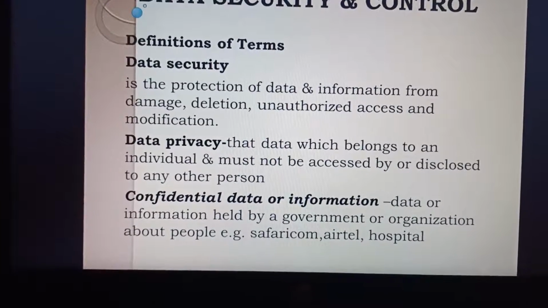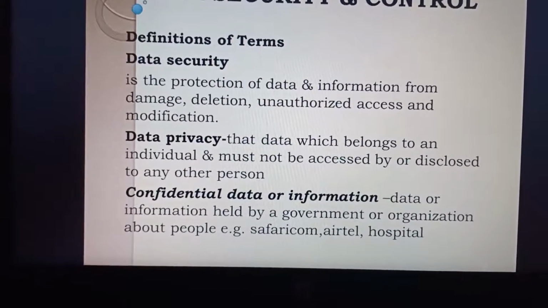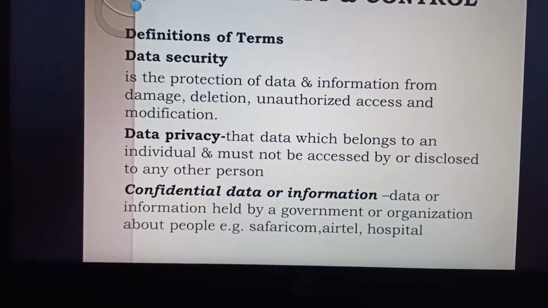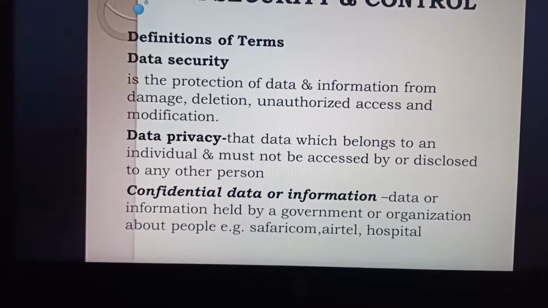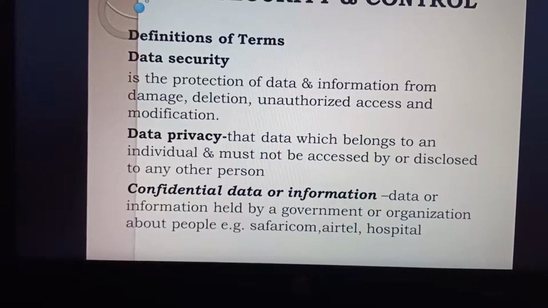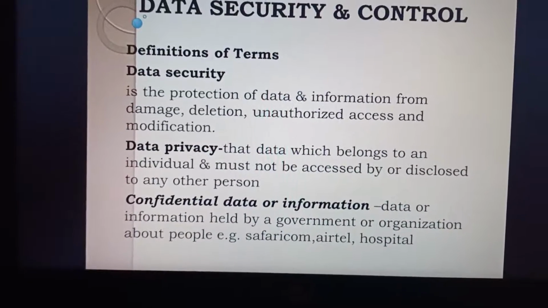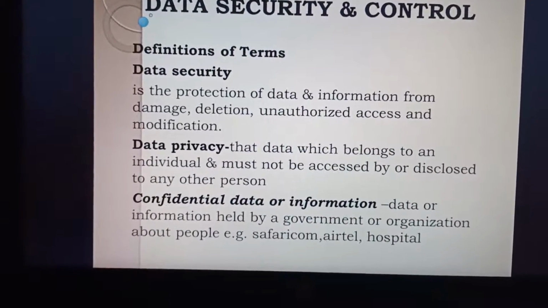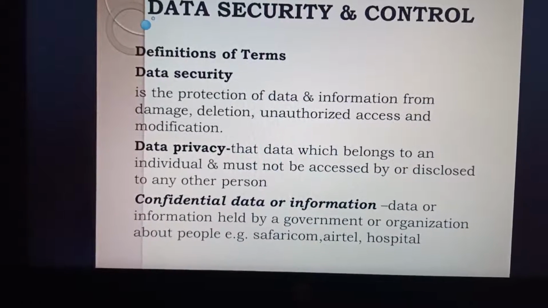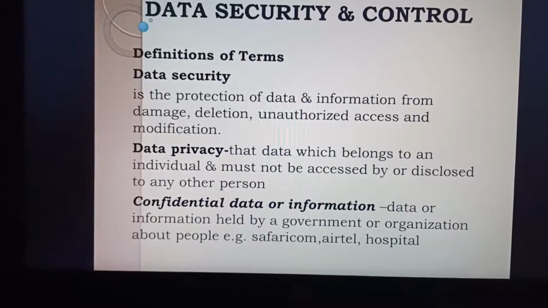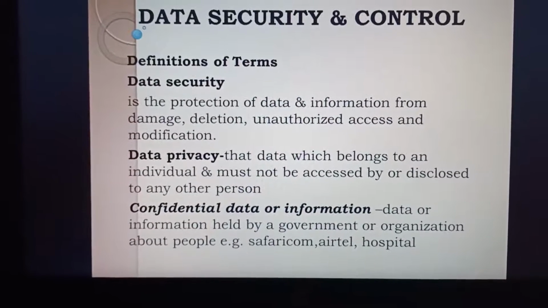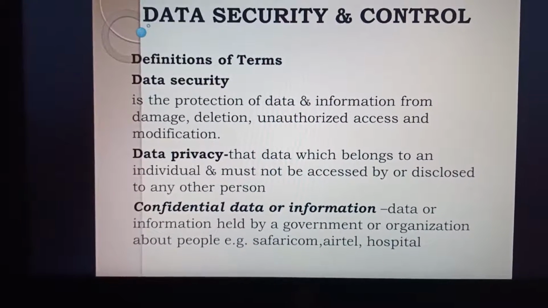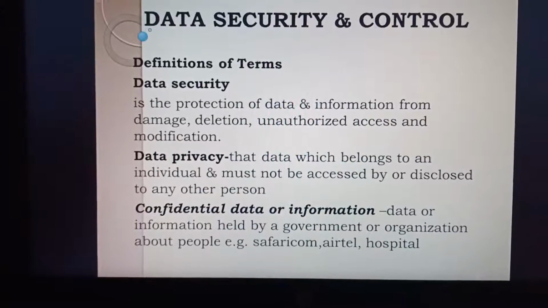Confidential data. This is that data or information held by a government or organization about people. For example, we have Safaricom, Airtel, hospitals. Those are organizations that have data belonging to several people, and they normally keep it confidential.